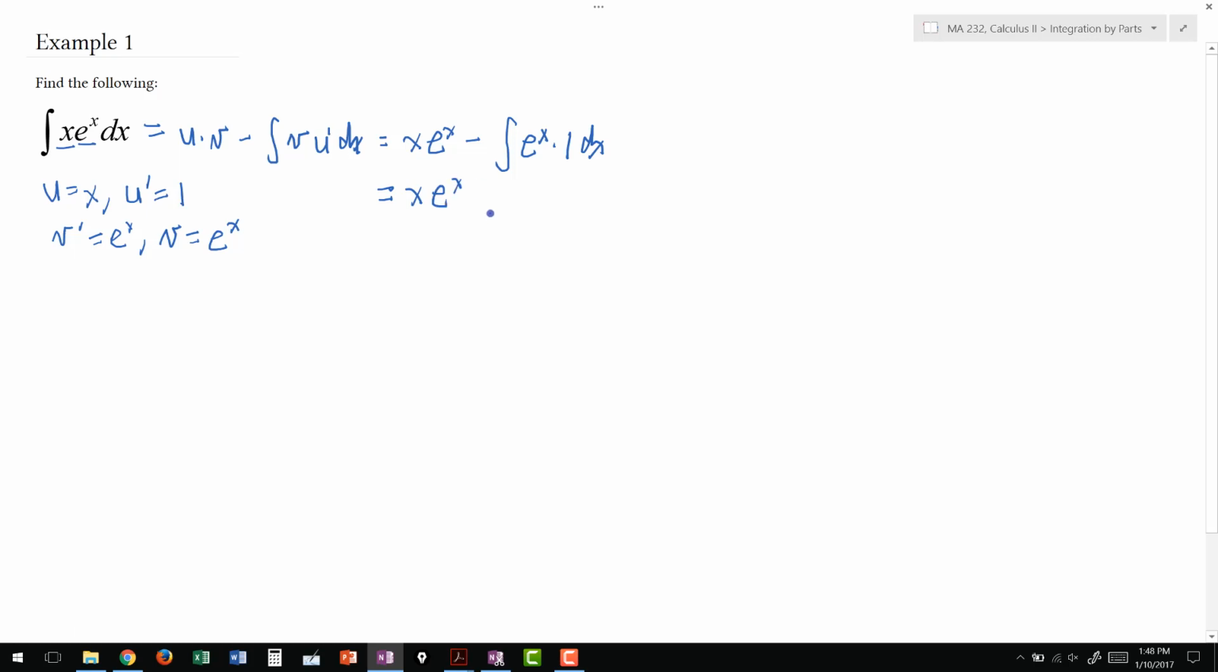We get x e to the x minus the integral of e to the x, and the integral of e to the x is just itself. And then the last thing for us to remember is just to add the constant of integration. So we get a plus c, and that should be our final answer.